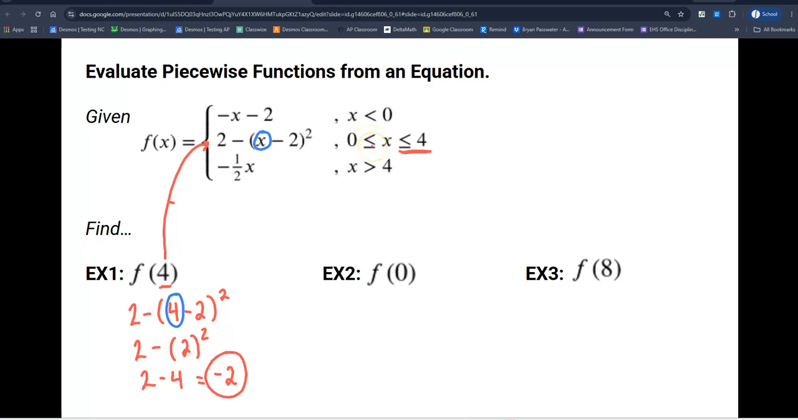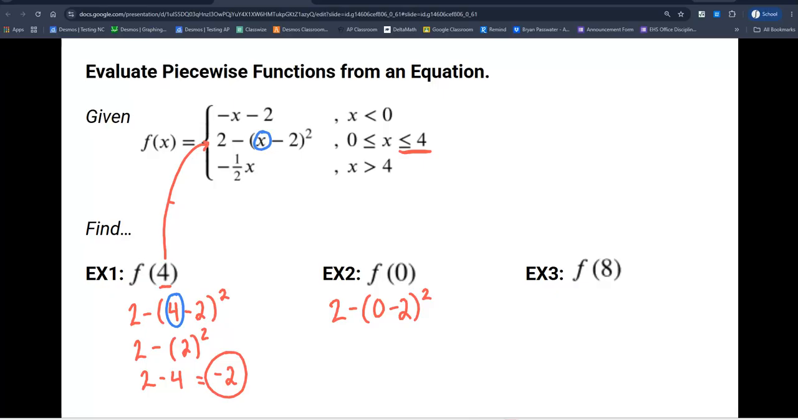Yes. So you're looking, if it's one of those breaking points, and they'll give it to you a lot because those are the ones that are confusing. If it's one of those breaking points, right here, the 0 and the 0, you want to pick the one where there's the little line underneath because that's the or equal to. So we want to go with this middle one right here again. So same one we just used, but this time we're plugging in 0. So we got 2 minus 0 minus 2 squared.